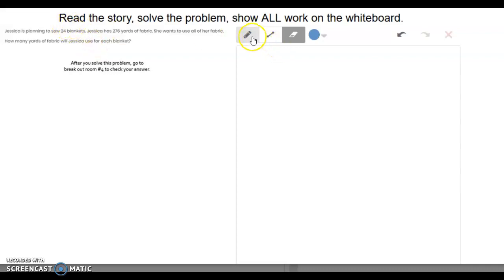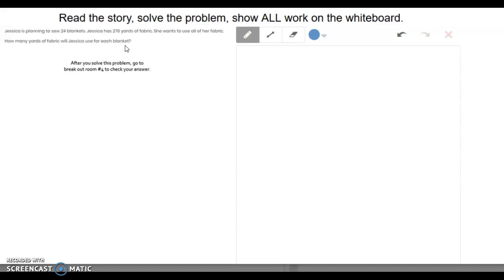All right, boys and girls, let's take a look at the instructions for this problem. It says to read the story, solve the problem, show all your work on the whiteboard. All right, so here's our story. Jessica's planning to sew 24 blankets. Jessica has 276 yards of fabric. She wants to use all of her fabric. How many yards of fabric will Jessica use for each blanket?